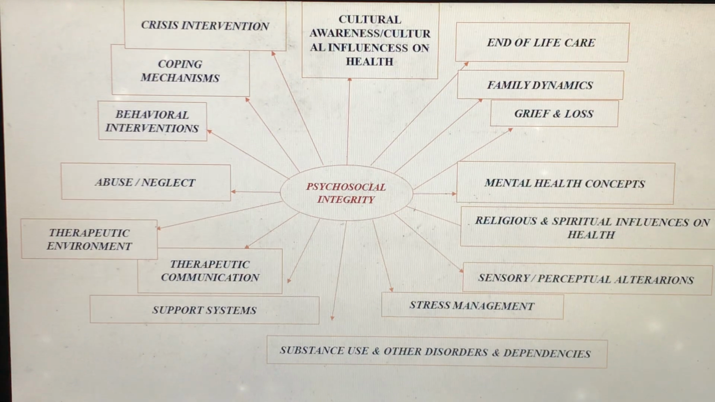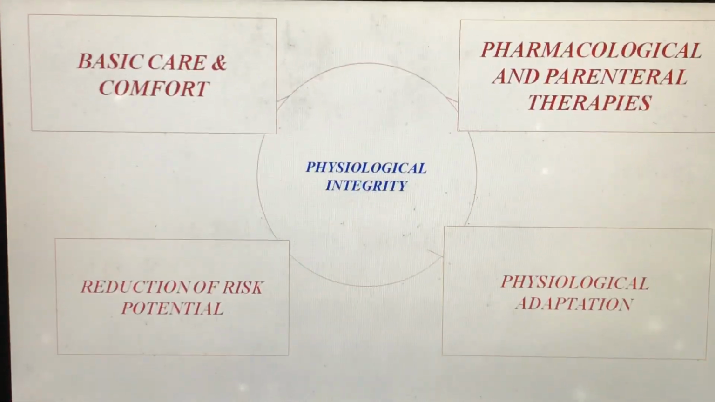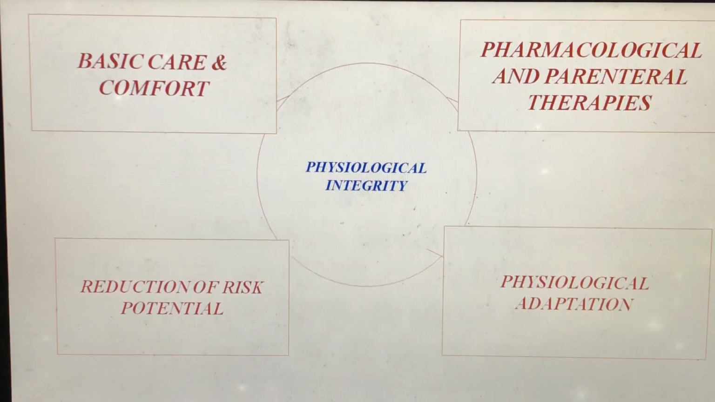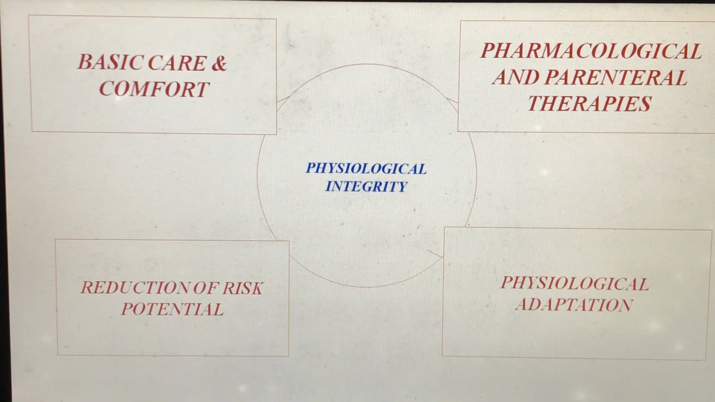So we'll move to the main and important part, that is physiological integrity. How many percent of questions can we expect from this one? Around 50% of questions are coming from this main category. In this one again they divide it into 4 subcategories. The first one is basic care and comfort. Then the second one is pharmacological and parenteral therapies.